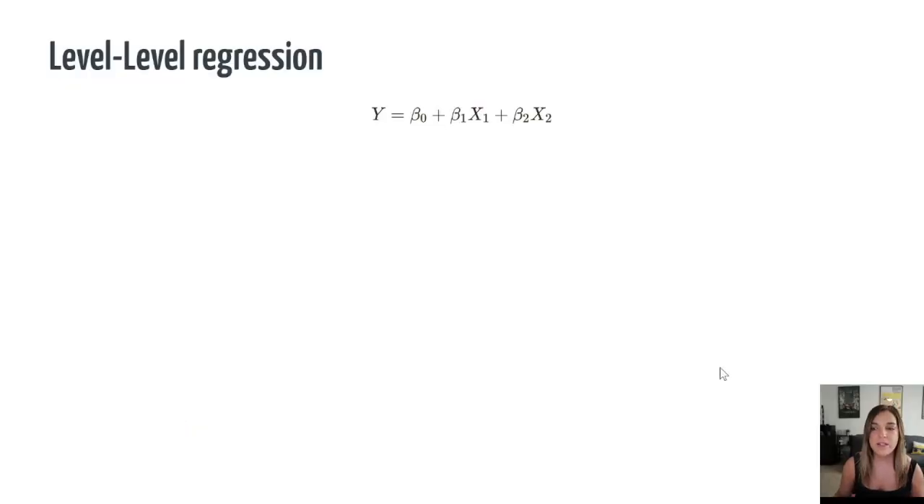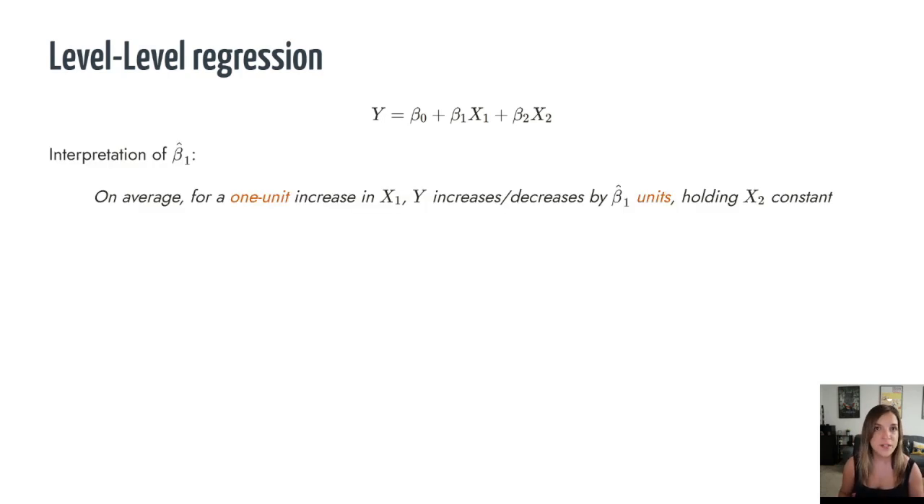Hello everyone. So I wanted to talk a little bit about logarithms and how they affect the interpretation of our coefficients when we have them in our regression. So let's start with a typical example of the linear regression that we've seen in class. Imagine that we want to focus on beta 1. The interpretation is pretty straightforward.